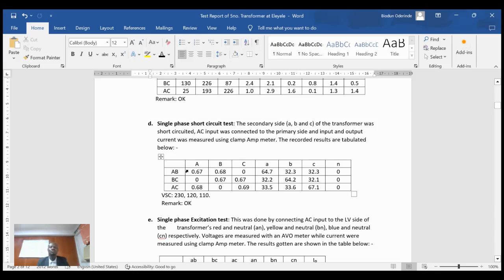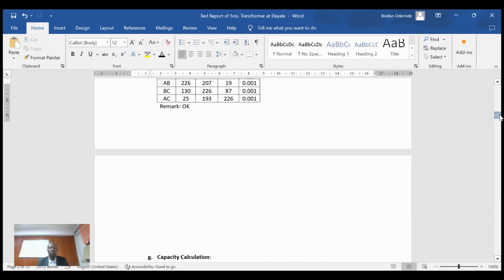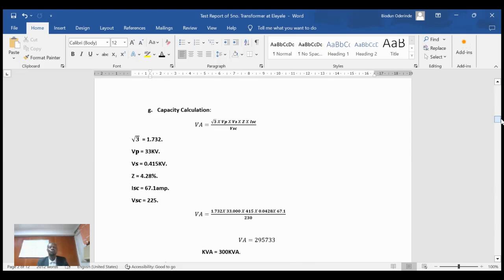And now, how do we calculate the capacity? So this is the short circuit. We use this short circuit measured reading to calculate the capacity. You can see, we have a particular formula that we use to calculate the capacity of transformer. This is capacity calculation. We have this is VA, this is power. VA is equal to root 3, VP, that's primary voltage, VS secondary voltage, Z is impedance, and I short circuit, V short, as you can see.